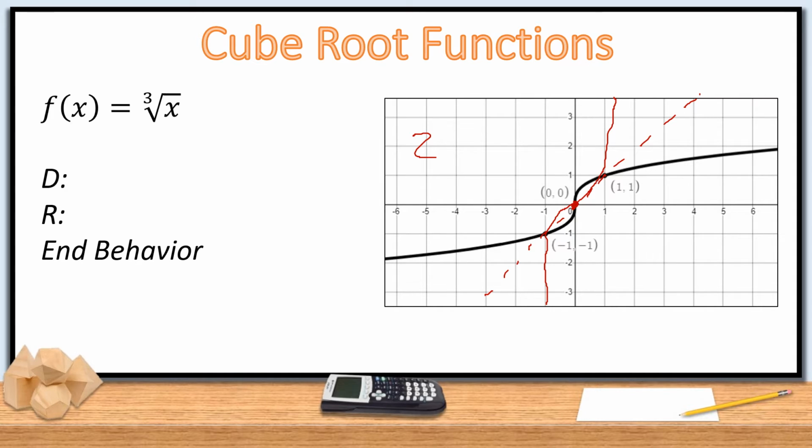All right, so the domain is going to be negative infinity to positive infinity unless something else happens to change it. Same thing with the range. And then end behavior matches what happened in the original x cubed as well. So as x goes towards infinity, y goes towards infinity. As x goes towards negative infinity, y goes towards negative infinity. So there is an end behavior in both directions for this one, compared to the square root function, which only had an end behavior in one direction.